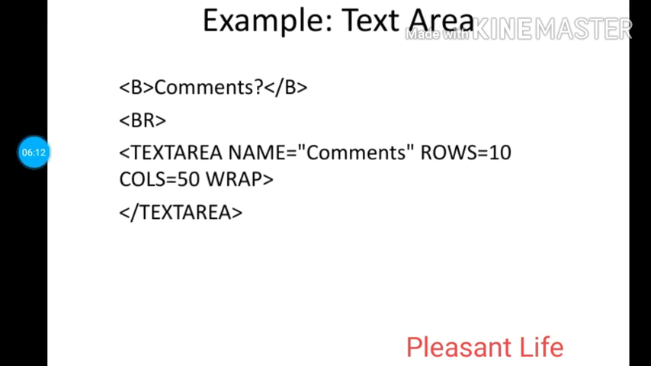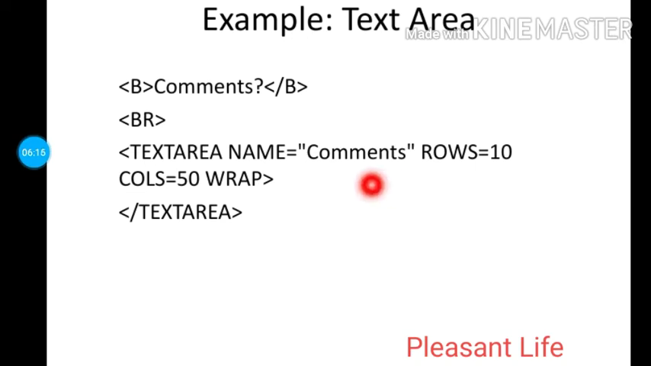An example of a text area. B tag, that means bold, comments, put user input, then BR tag to skip to the next line, then textarea name is equal to comments, rows 10 and columns 50, then close the textarea tag.